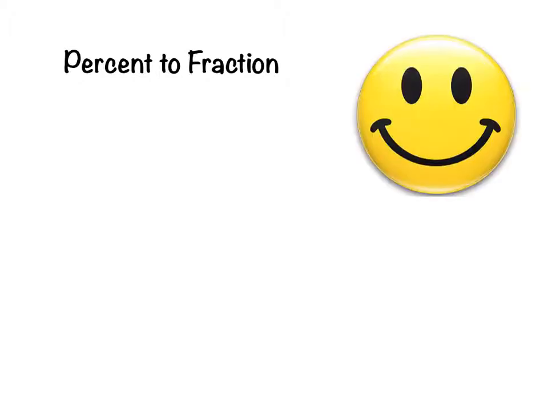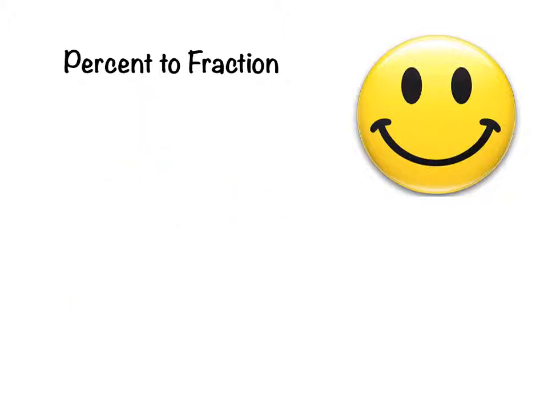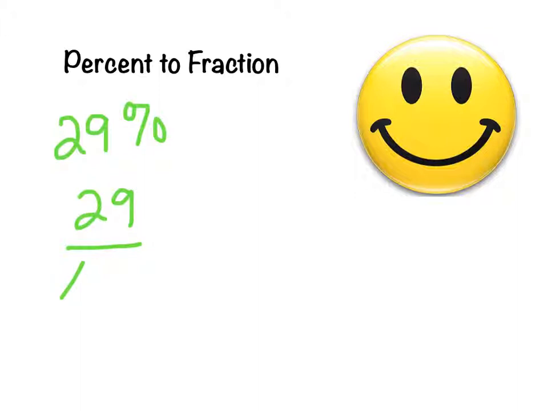Percent to fraction is also nice and happy and easy. Remember, percent means per 100. So therefore, if I have 8% and I want to make that as a fraction, it's 8 out of 100. And then you would simplify to 2/25. Let's take a look at another one. If I have 29%, I simply take my 29 and place it over 100. This is already in simplest form. Nice, happy, and easy.